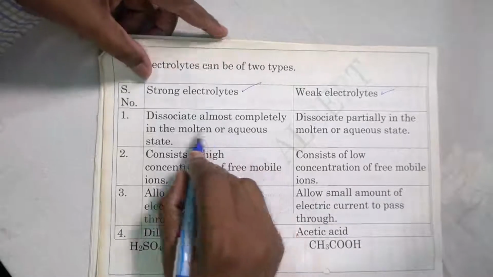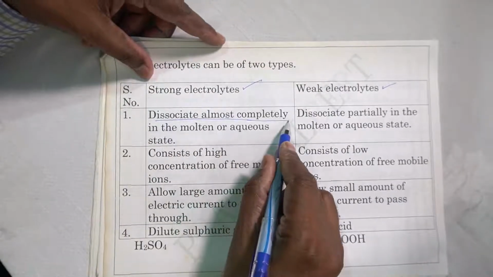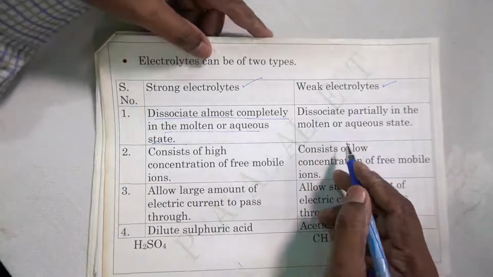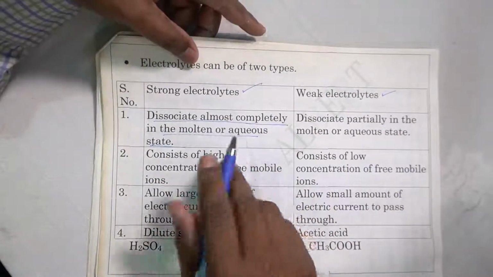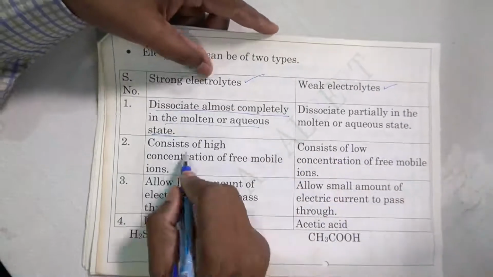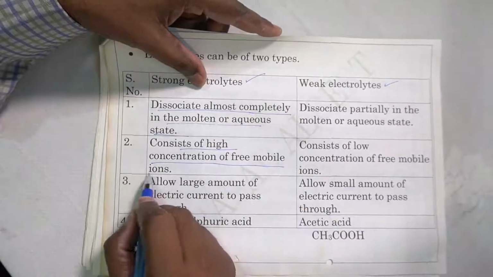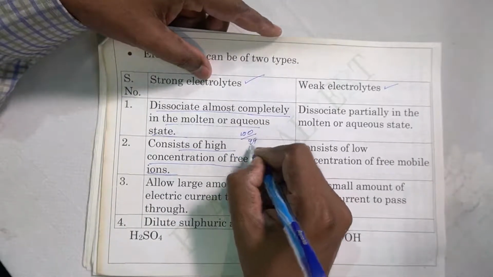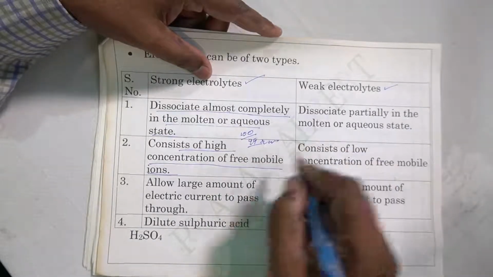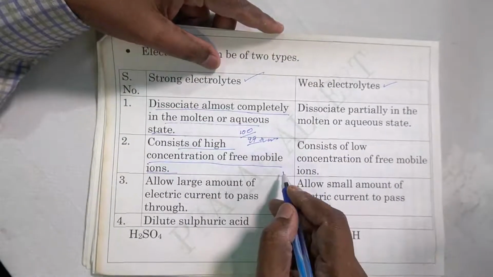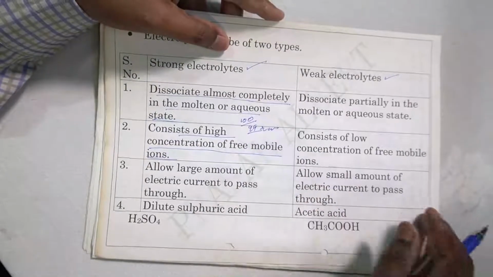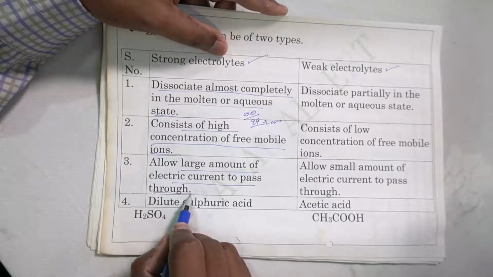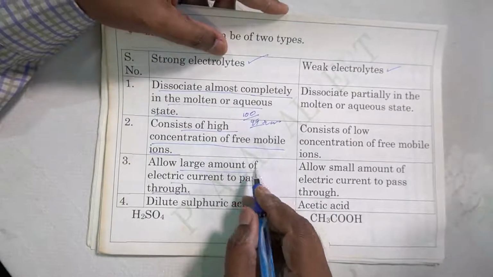A strong electrolyte dissociates or splits into ions almost completely in molten or aqueous state. Again, emphasize molten or aqueous state. It splits almost completely, meaning all the molecules will split into ions. They have a high concentration of free mobile ions. Suppose there are 100 molecules, almost 99 of them split into ions. So there is a high concentration of mobile ions, and because there is a large amount of ions, a large amount of electricity is passed through it. It can conduct a large amount of current because there is a large number of mobile ions.